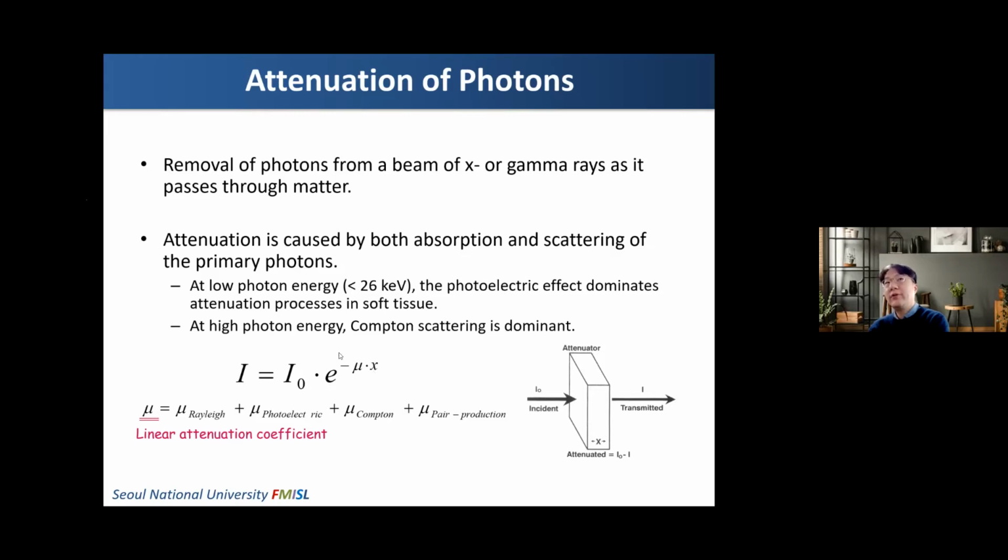If you focus on this exponential term, you can see that higher attenuation will happen with a thicker attenuation material, and there will be higher attenuation if it has a higher linear attenuation coefficient. As I told you, all of these four mechanisms, Rayleigh, photoelectric absorption, Compton, and pair production, contribute to this attenuation.